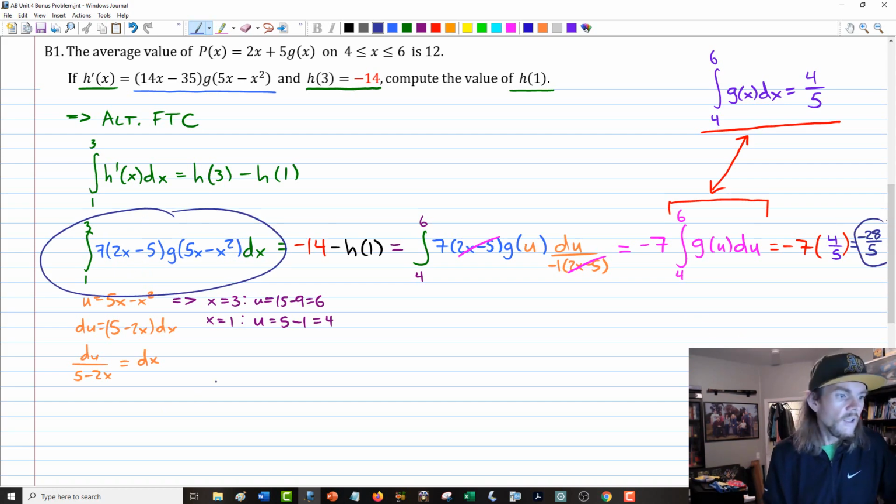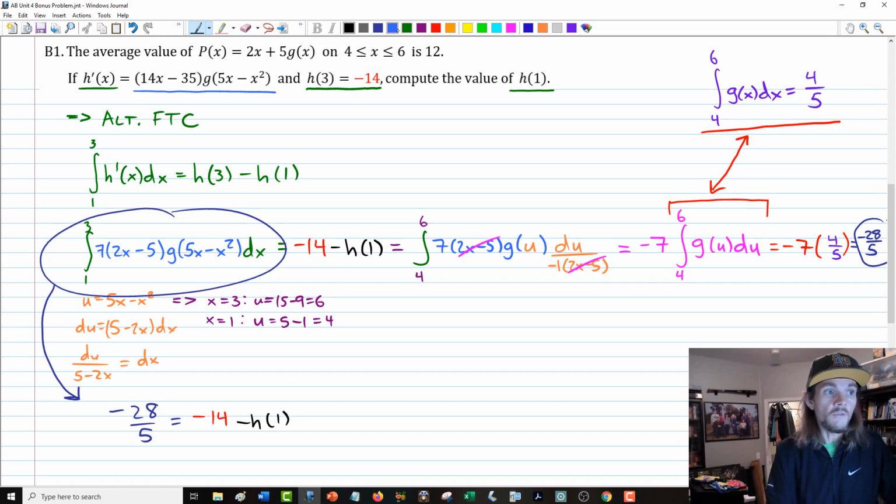Now what does that mean? Well, taking this down a line just to finish this up, our integral is negative 28 over 5, and that's equal to negative 14 minus h of 1. So all that's left is for us to solve for h of 1, which is something that we are pretty good at. So let's do it. I'm going to add h of 1 to both sides, and then I'm going to add 28 over 5 to both sides.